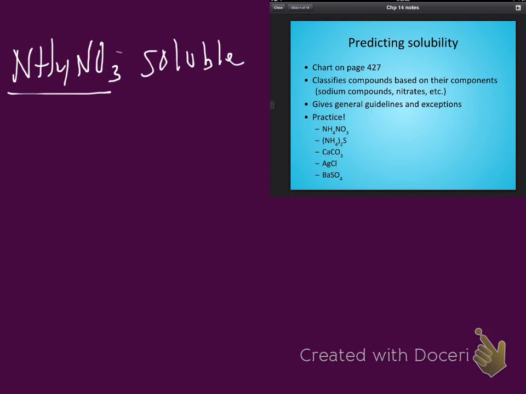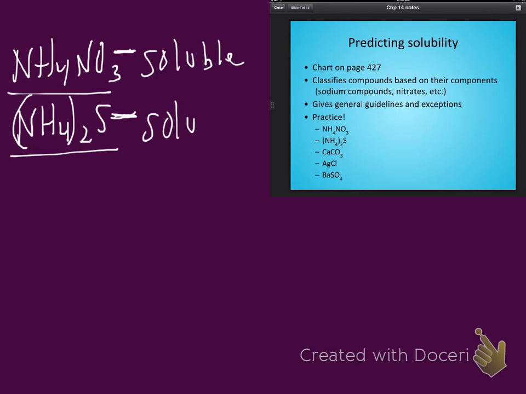Let's check out our next compound. So we have 2 rules that pertain to this compound. Number 1, which says most ammonium compounds are soluble. Number 6, which says most sulfides are insoluble, except, and they've got a few exceptions. So you want to read carefully and make sure that you catch all the instances that would apply. So ammonium sulfide is soluble.